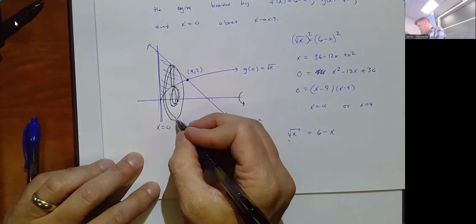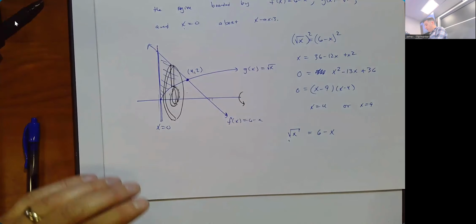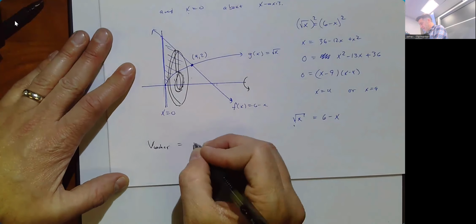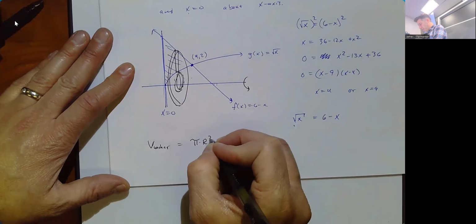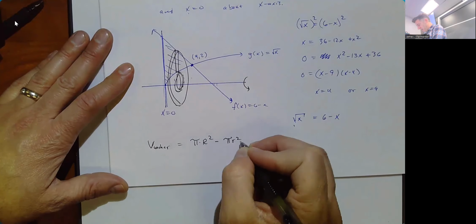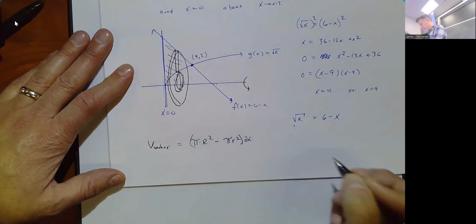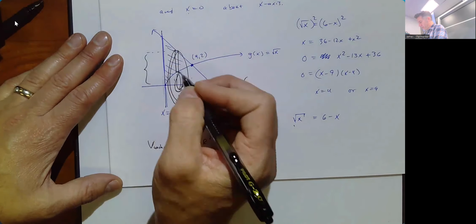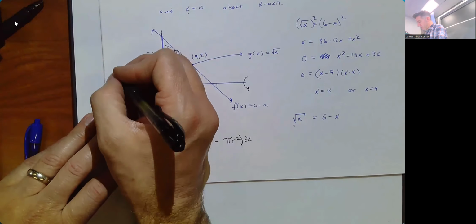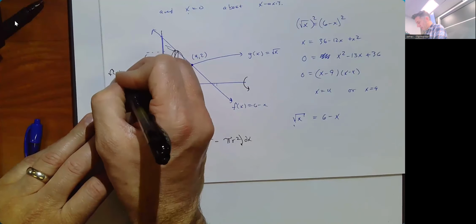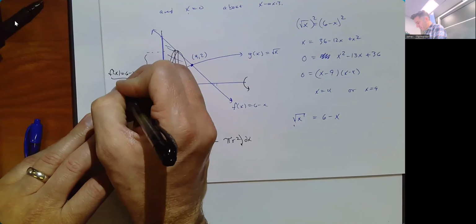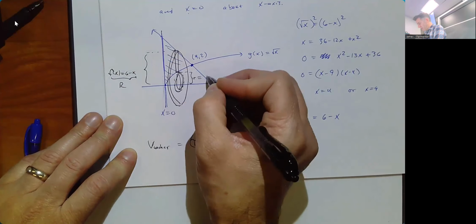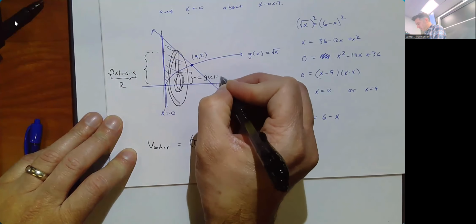Okay, sorry, there's my wonky looking washer there. The volume of that washer, as is the volume of every washer, is pi times the larger radius squared minus pi times the smaller radius squared, all times the thickness, which is dx. The larger radius is the function that is further from the axis of rotation. In this case, it is f of x equals 6 minus x. That is my larger radius. My smaller radius is the function that is closer to the axis of rotation. In this case, it's g of x equal to the square root of x.